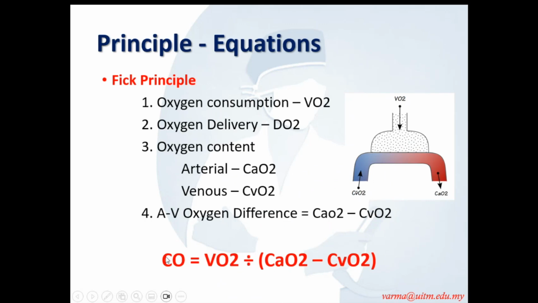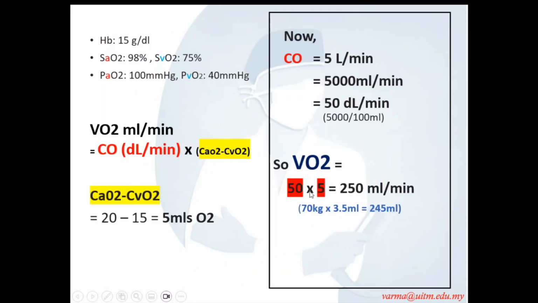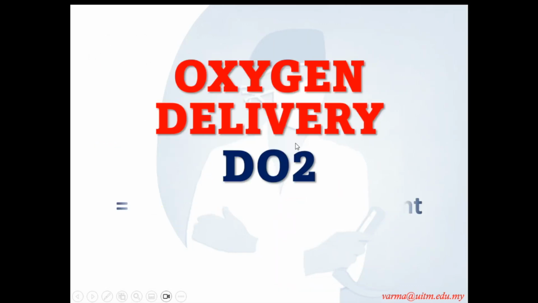Once you have your oxygen consumption, you can get your cardiac output. Oxygen consumption just now was 250, right? And your arteriovenous difference, we go back here. Your oxygen consumption by this calculation, 70 kilo times 3.5 mil, you're around 245 mil. And you know your arteriovenous difference is 5 mil. So 245 or 250 divided by 5, you will get 50 deciliter. You rearrange it: 50 deciliter is equivalent to 5,000 mil, equivalent to 5 liter per minute.